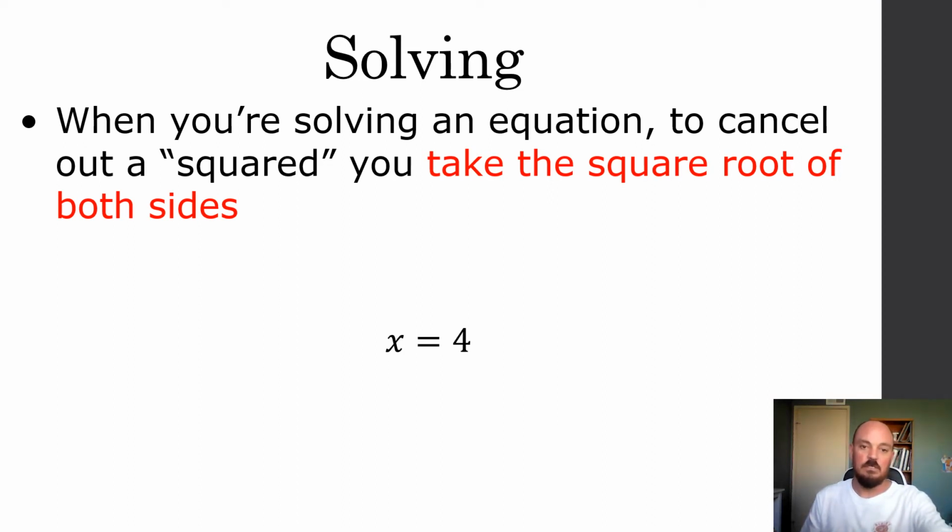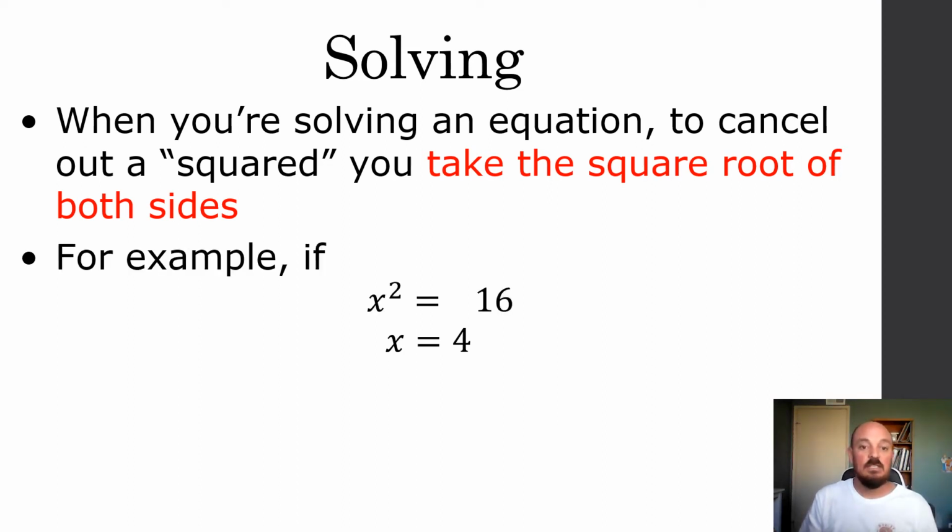Those are inverses. So I said, for example, if you had x squared equals 16 and you wanted to solve it, the step to do that would be this right here. You would take the square root of both sides. Now remember, when you're solving an equation, you can do anything you want as long as you do the same thing to both sides. So I did a square root on this side, I did a square root on this side. You're allowed to do that.